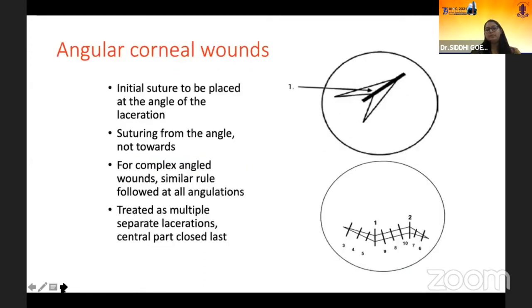Now, coming to the management of angular corneal wounds, the initial suture should be placed in the angle of the laceration as seen in the image. We suture from the angle and not towards the angle. For complex wounds, a similar rule is followed for all angulations. We treat them as multiple separate lacerations and the central part is closed last.